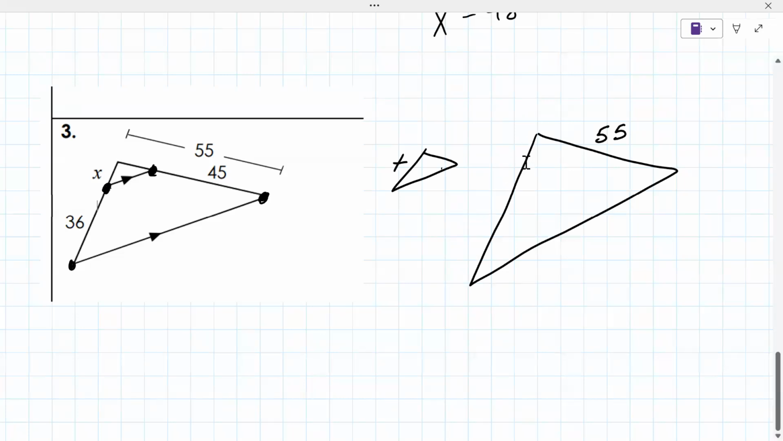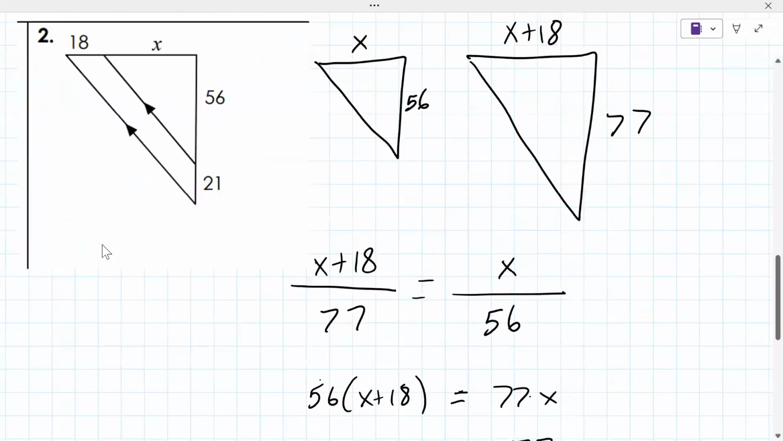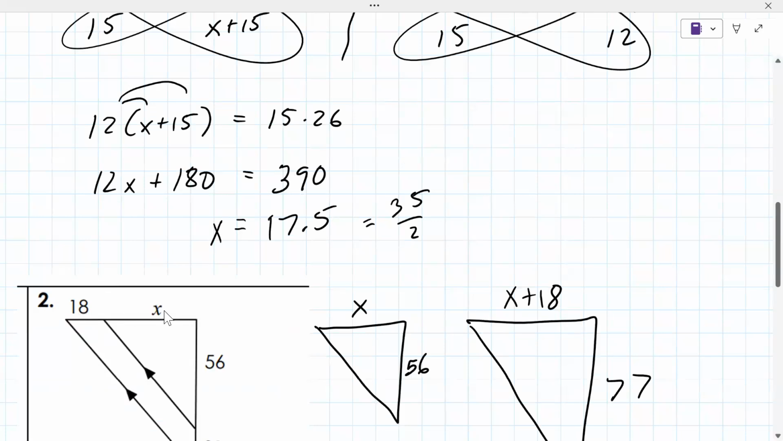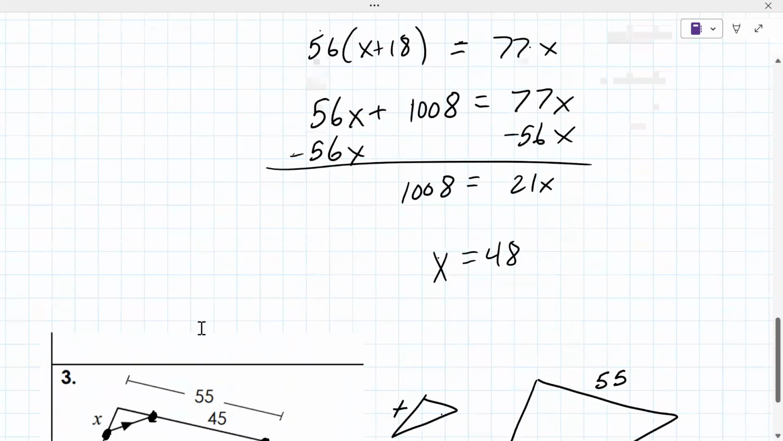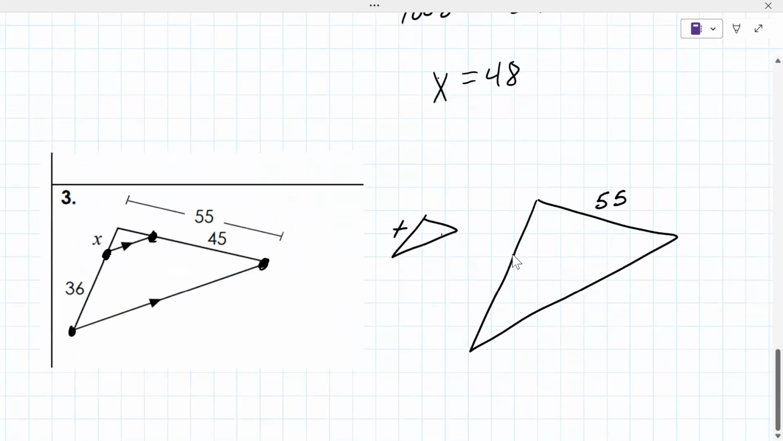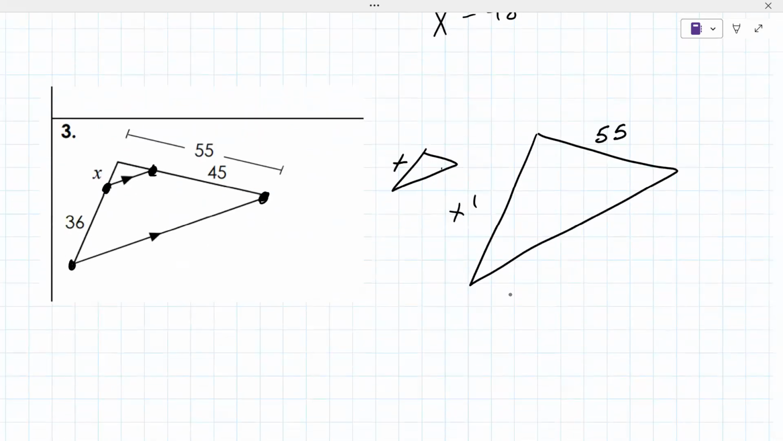So the whole thing is the sum of the two lengths. So what's a way to represent the sum here? What did we do in this problem here to get the whole length? We added the X and the... Right. So what should we do here to get the whole length? X plus 36. Okay, we got one down.